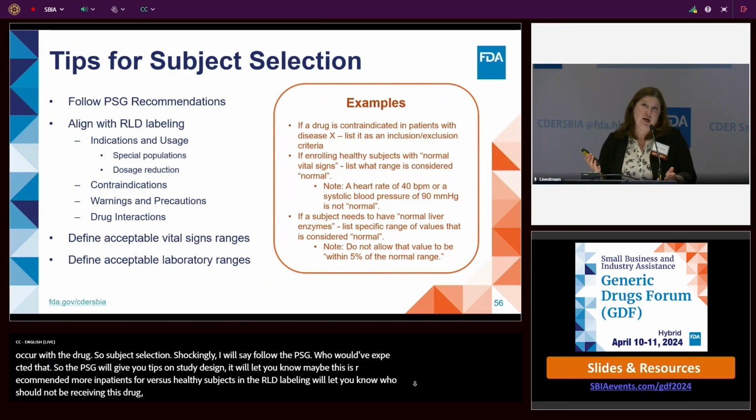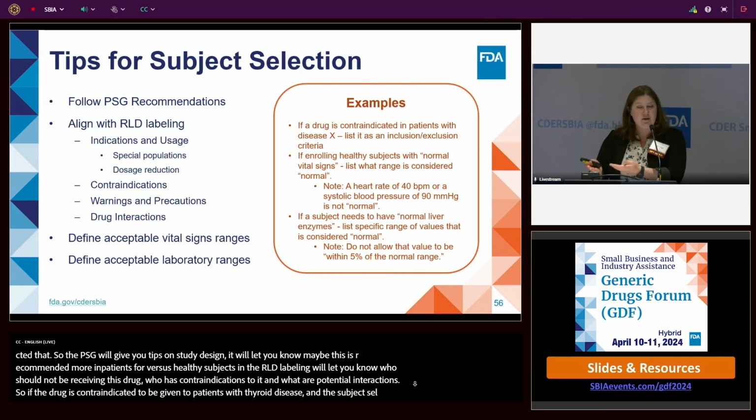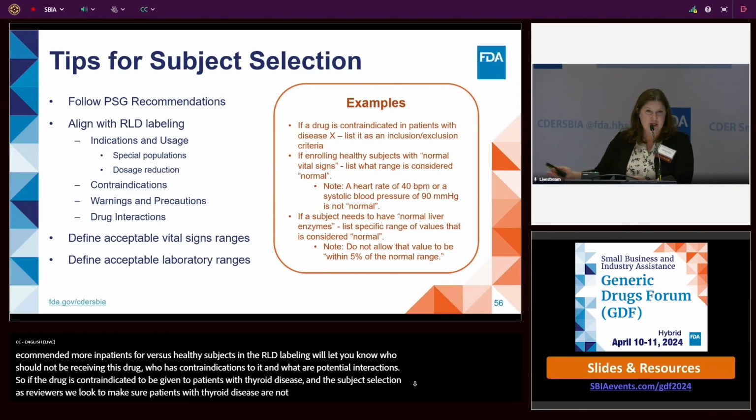So, if a drug is contraindicated to be given to patients with thyroid disease, in the subject selection we as reviewers are going to be looking to make sure patients with thyroid disease are excluded from that population so that we know that we're keeping them safe.